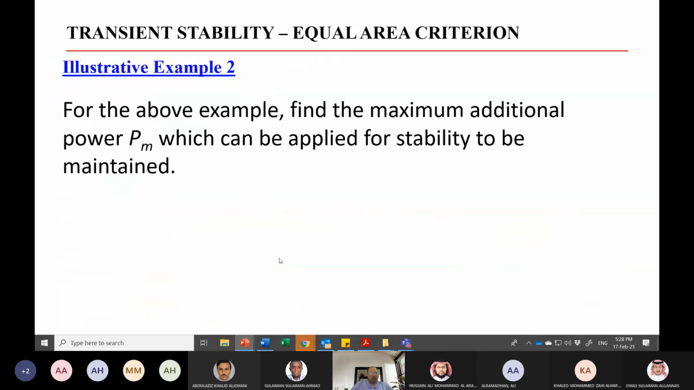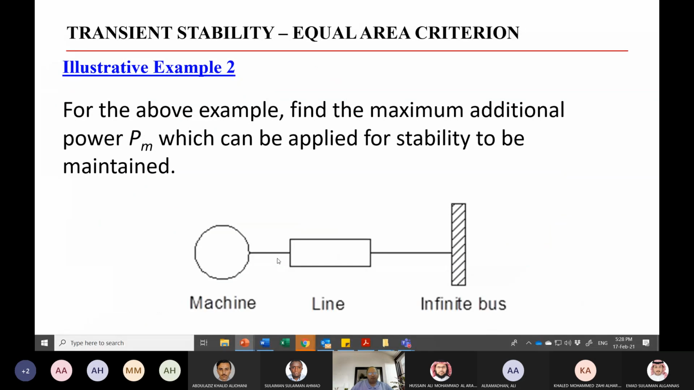Okay, example 2. For the above example, find the maximum additional power PM which can be applied for stability to be maintained. That is, what is the maximum value of PM2 in the last example? What is the maximum?